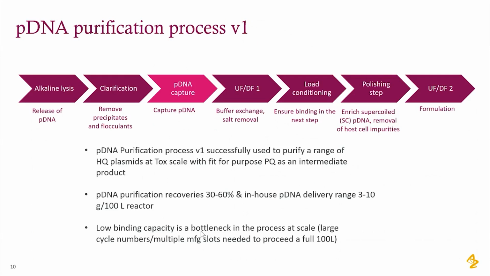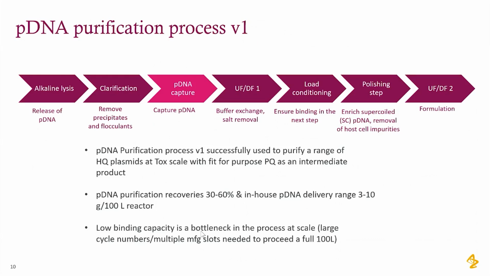So this process, version 1 process, was successfully used to purify a range of high-quality plasmids at tox scale with fit-for-purpose process controls as an intermediate product. This process delivers recoveries ranging from 30 to 60%, and the yields range from 3 to 10 grams of pDNA from a 100-liter reactor.